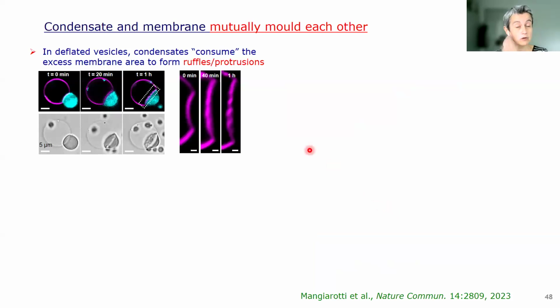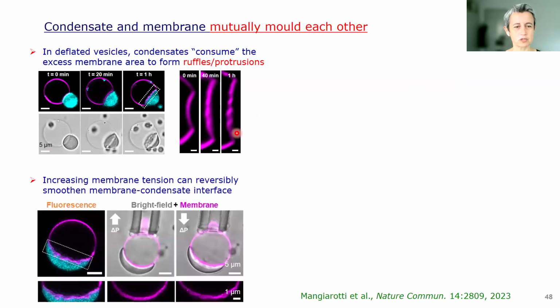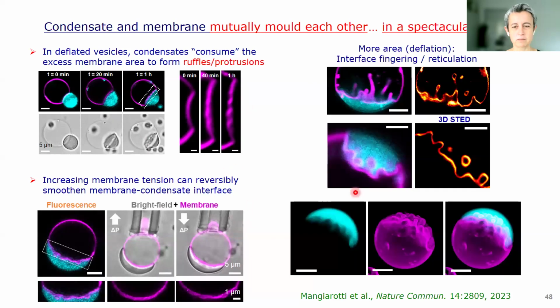At the same time, we also see that both the vesicles and the condensate mutually mold each other. If you start with such a system and you deflate the membrane, you see that it starts accumulating at the interface, and then it forms protrusions or ruffles. They are even more spectacular if you have more excess area.